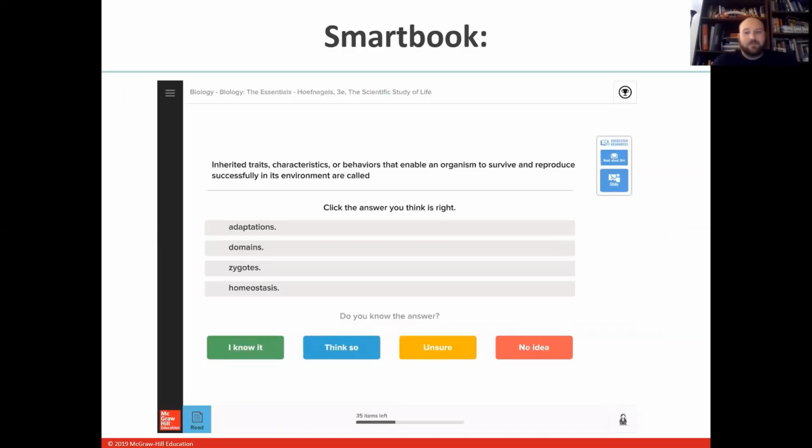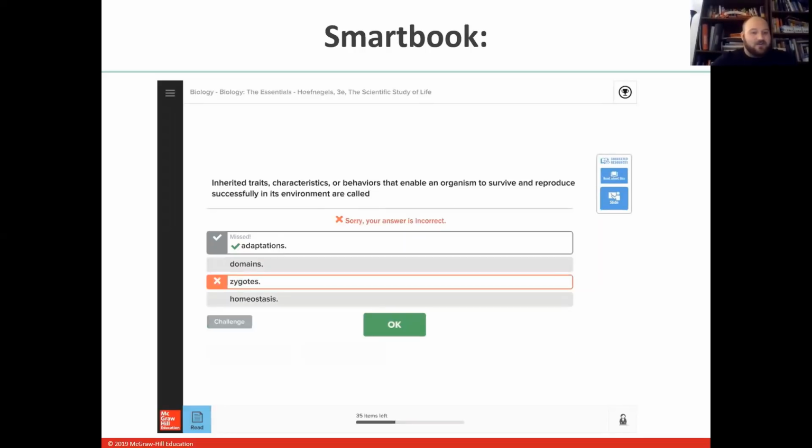Here's a little bit of an example of what that Smart Book stuff looks like. So you can see, say here's a question that it'll prompt you. Inherited traits, characteristics, or behaviors that will enable an organism to survive and reproduce successfully in its environment are called what? And then at this point, you'll be able to click whatever answer you think is right. It's probably adaptation. And it'll tell you, oh, you put zygote. Whoops, sorry, that answer isn't correct.